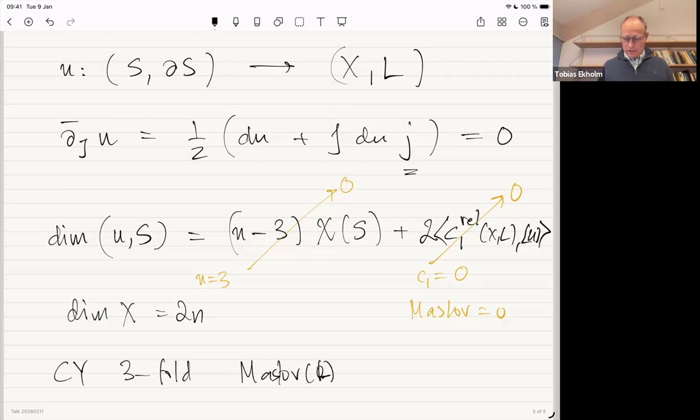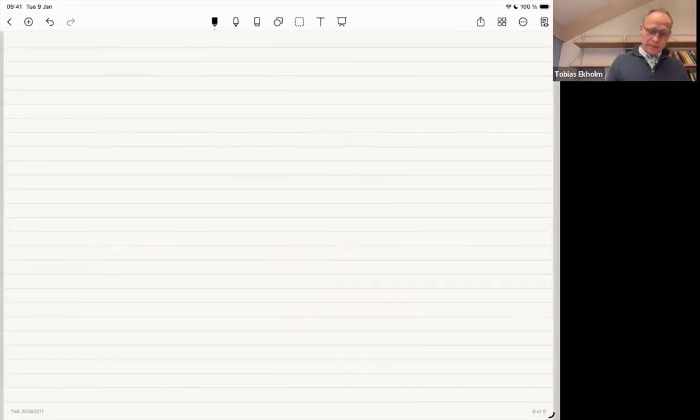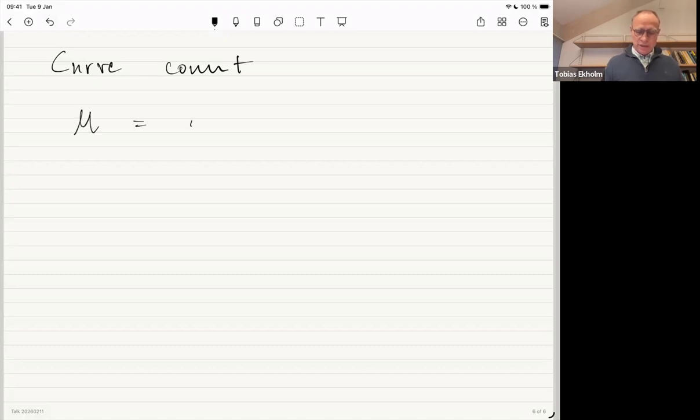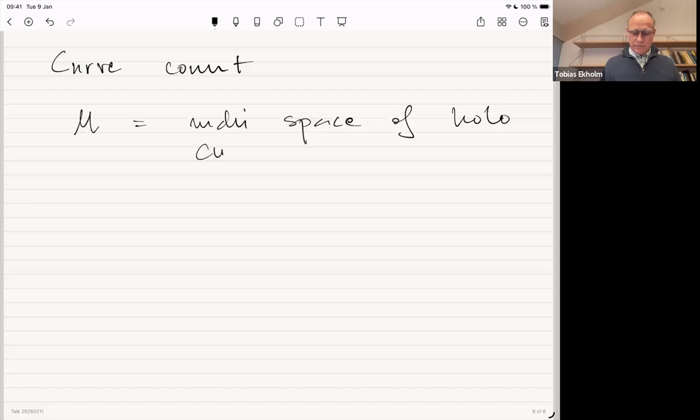No, Maslov index zero implies that this dimension is equal to 0, right? For all kinds of curves. So one could imagine that we could count these curves. So, a curve count, we can hope for a curve count. We take M to be the moduli space of holomorphic curves, and then basically something like this.